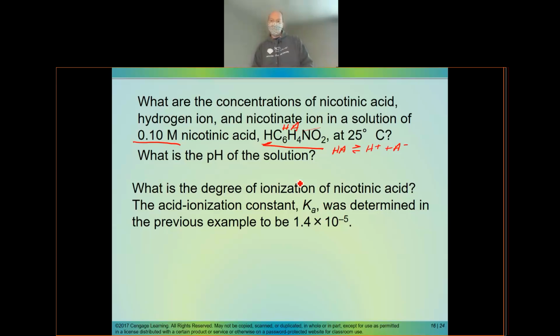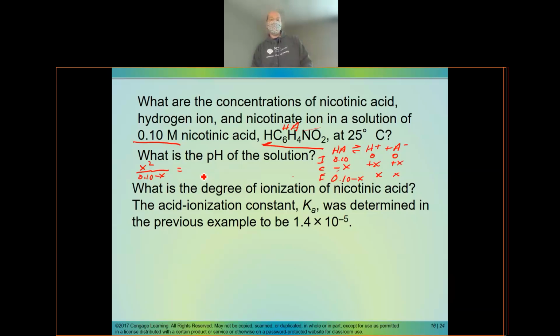All right, and so then I do initial, change, equilibrium. Initial, 0.1, 0 and 0. Can't have zeros, so it must go to the right. Minus X, and plus X. And so we have our 0.10 minus X, we have X, and we have X. All right, and so we have X squared over 0.10 minus X is equal to the Ka.